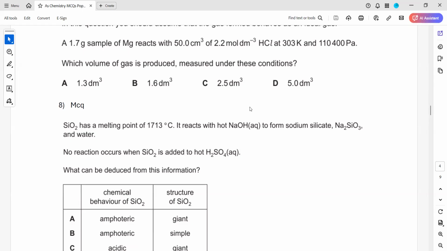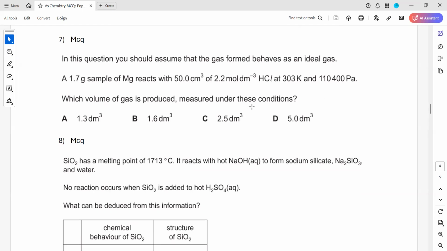Question 7. Whenever you see an equation or a reaction, you should always write a balanced equation. In this question, you should assume that the gas behaves as an ideal gas. When we say it's an ideal gas, we can apply the ideal gas equation, which is PV equals nRT. A sample of magnesium reacted with hydrochloric acid. As a result, it will produce magnesium chloride, MgCl2, plus hydrogen. When an acid reacts with a metal, it will give salt and hydrogen.